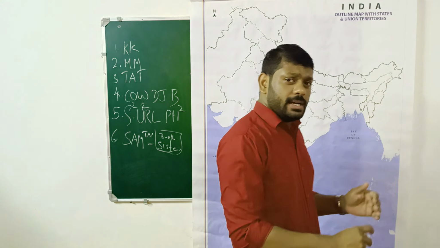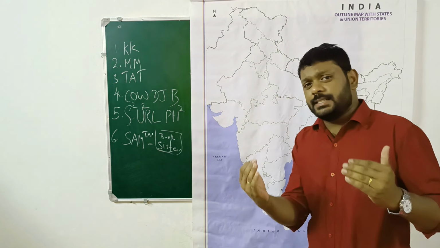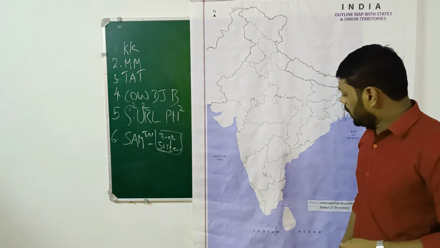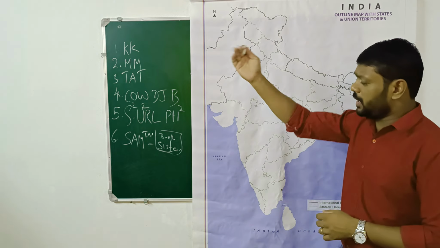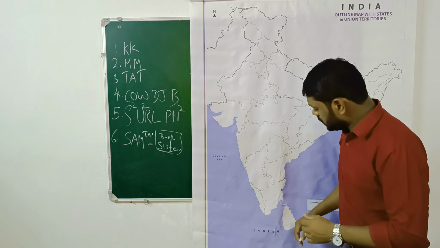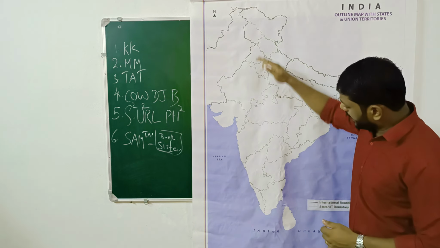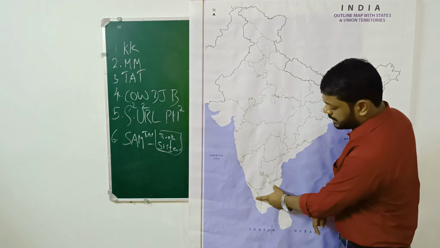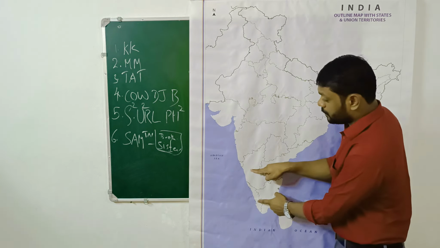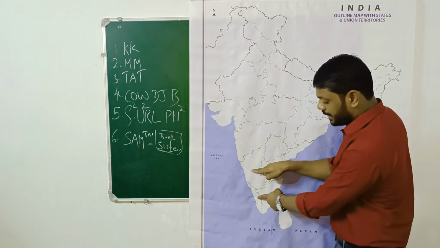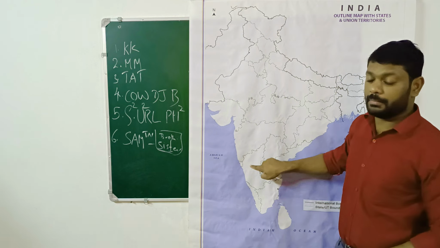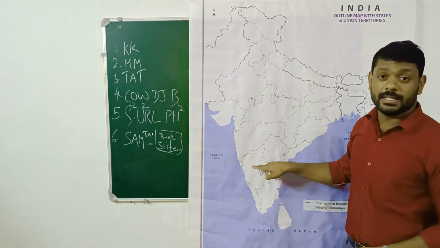So now is the right time for marking the major places on the map. Over to the map, the first tip I've given you is KK. Do not forget, towards the India map, on the southern side, there comes the KK. This is Kerala and this is Karnataka. The first tip we are marking is Kerala as well as Karnataka. These are the two places that we are marking.